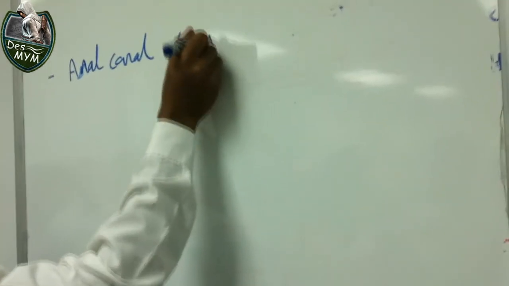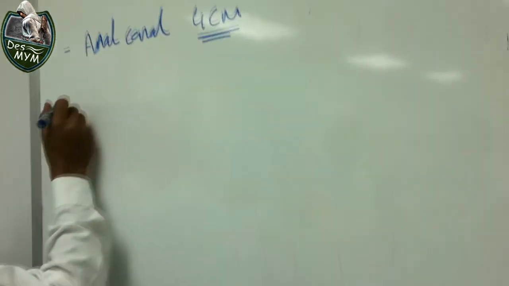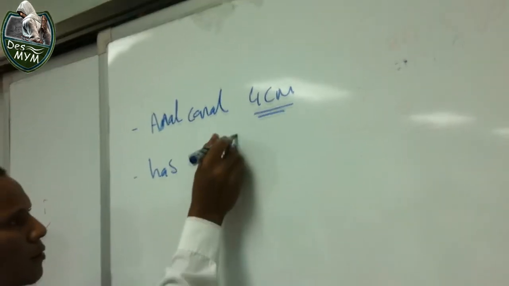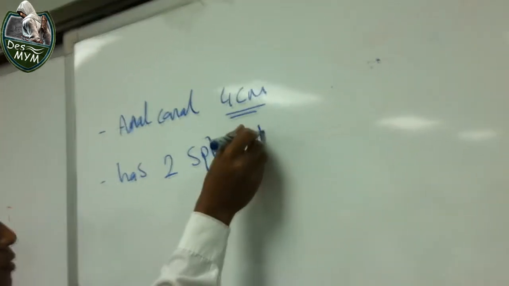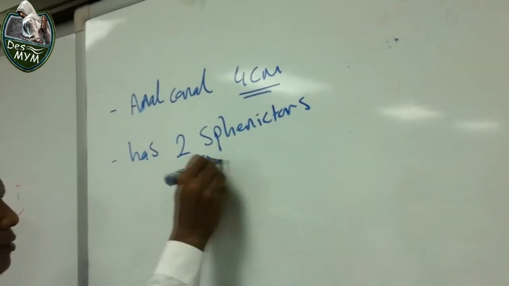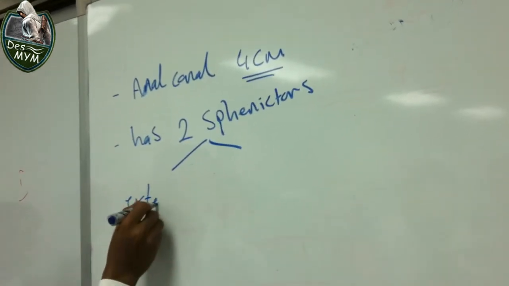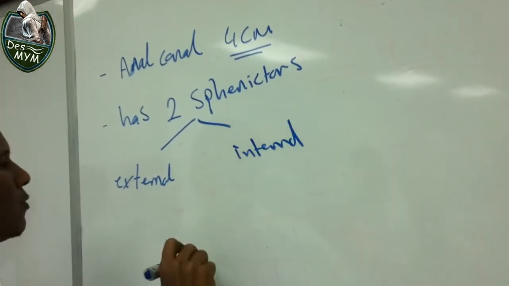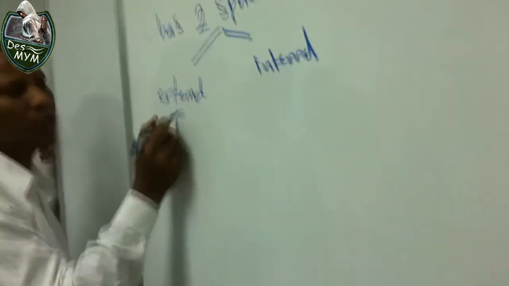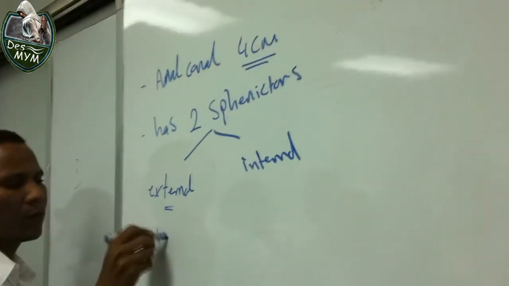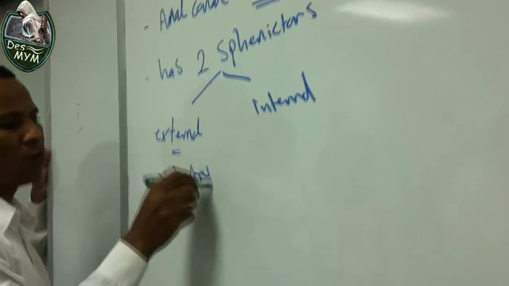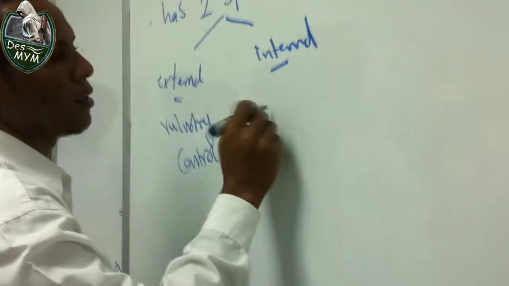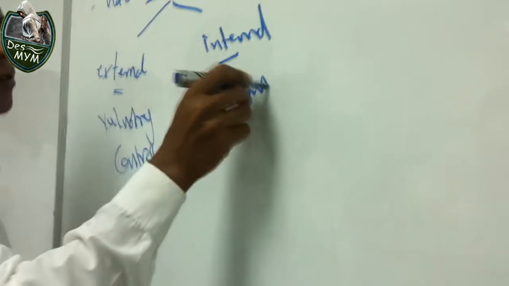About 4 centimeter. It has two sphincters, external and internal. The external sphincter is under voluntary control, and the internal is under involuntary control.